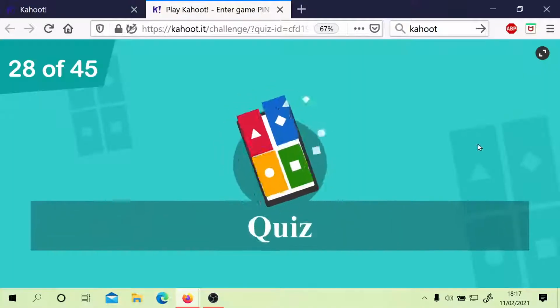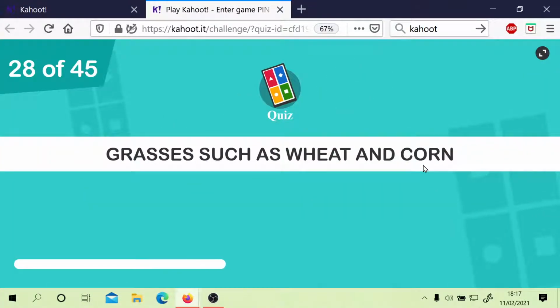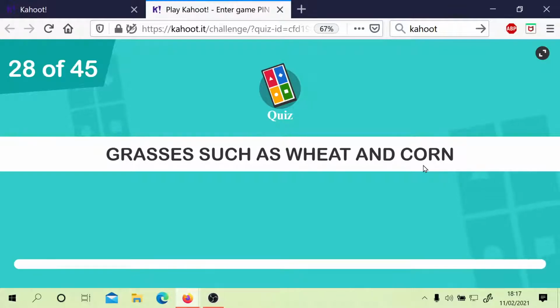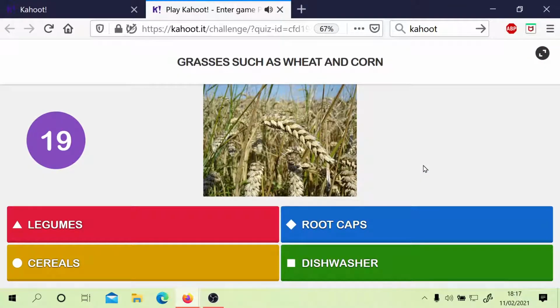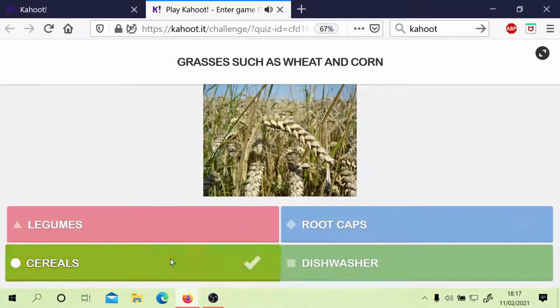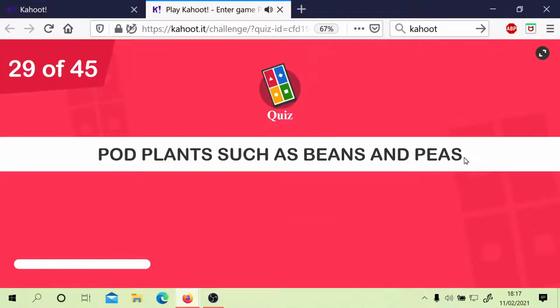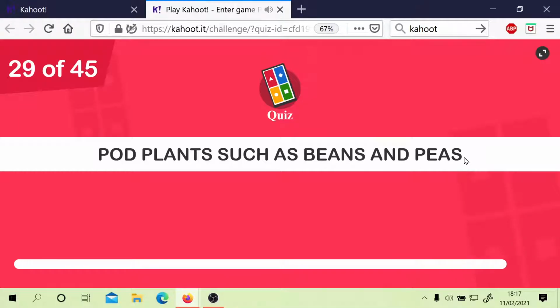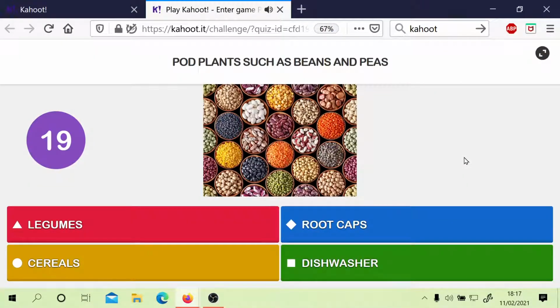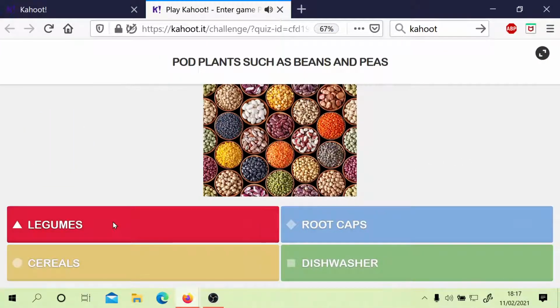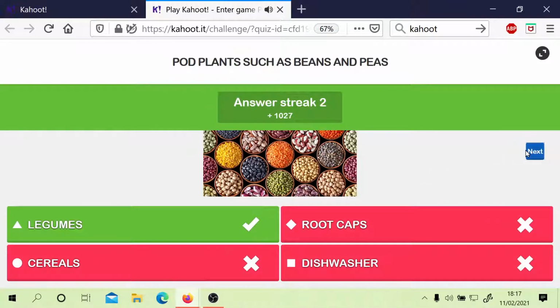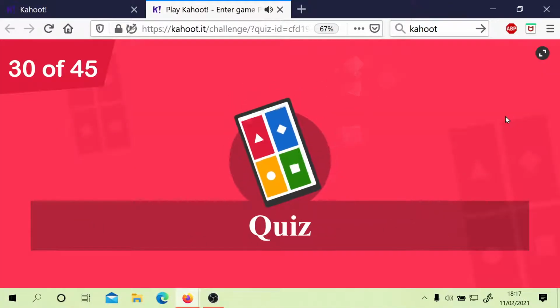Alright, let's try not to get distracted. I always end up getting put off when people annoy me. Wheat and corn. That I think probably is cereals. Yeah, of course. Anything like that, like a grain, normally counts as a cereal plant. Pod plants. Right, that's legumes. Yeah, that's what it means. It has a pod.